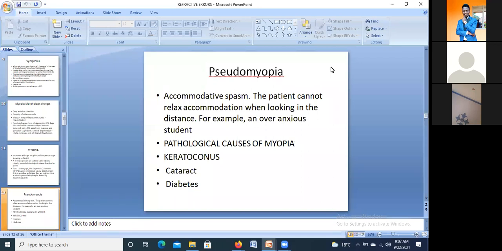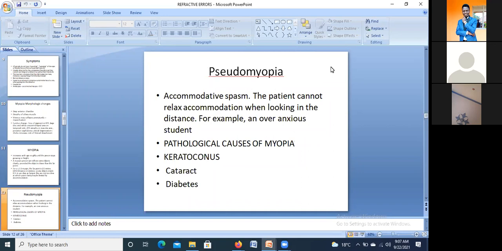So I already talked about the pathological causes of myopia, which include keratoconus, which I've mentioned earlier. That is, the cornea keeps on thinning at the center and becomes more conical, and so that increases its curvature. Cataract also worsens myopia, because cataract blurs your vision and you cannot see far, so you may appear as if you have myopia.